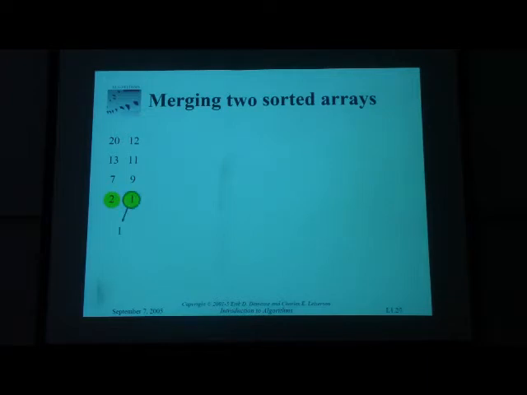So we're going to take 1. And then our pointer goes up to 9, because we used 1. So now we compare 2 against 9. And which one is the smaller? Again, at this point it's going to be 2. So 2 will go out.